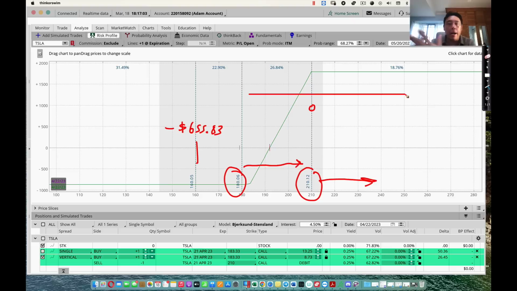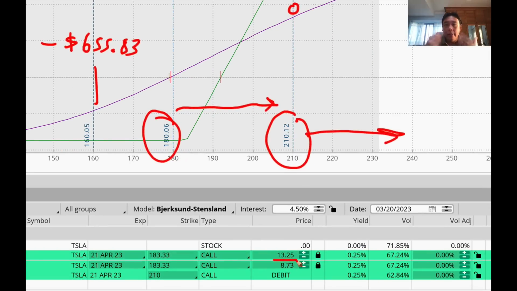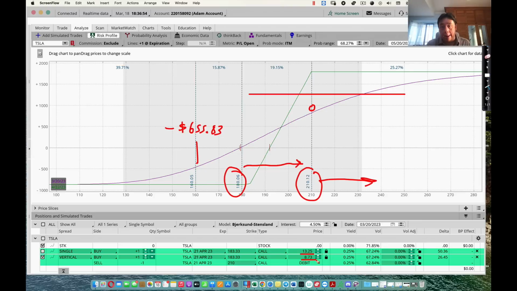Once the price goes up, the longer you wait, the more of the maximum profit you get. But if the price drops, then the faster you exit, the less the losses will be. So you can see that the bull call spread has more advantages than just buying the straight call, because the bull call spread costs less money, right? Instead of $13, it's only $8, and it's got a lower break-even price.